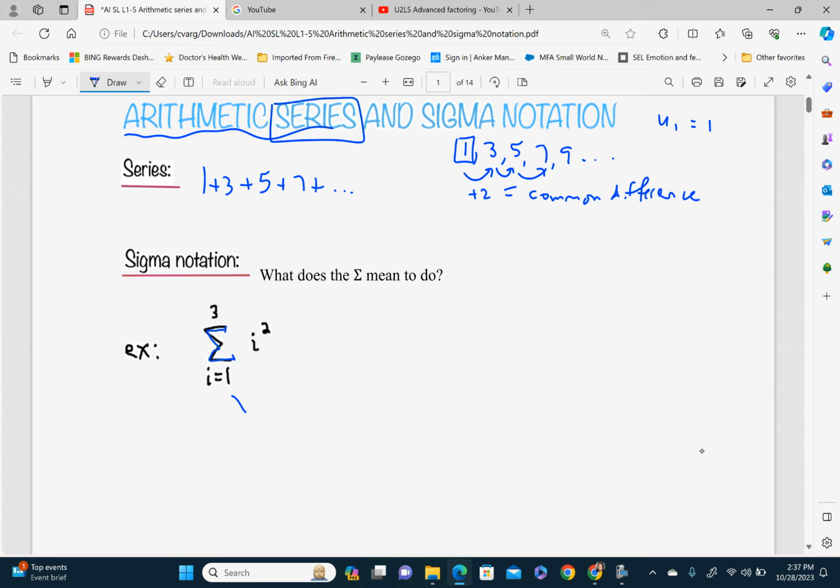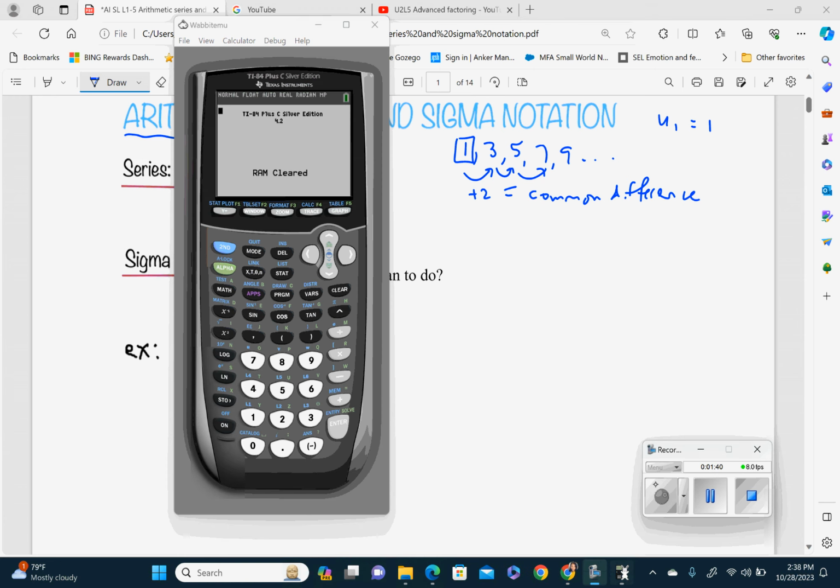Here the 1 is the number that you start at, this 3 is the number that you end at, and this basically is our rule. Let's go ahead and show you how to do this. I want to show you how to do it in the calculator first, and I'll explain why the calculator is giving you that answer.